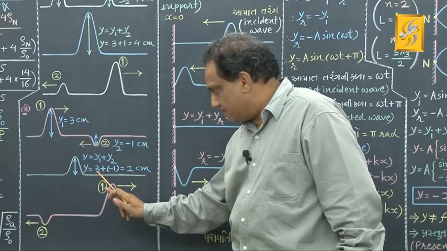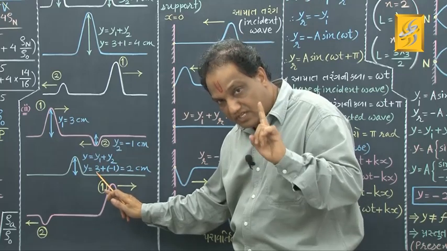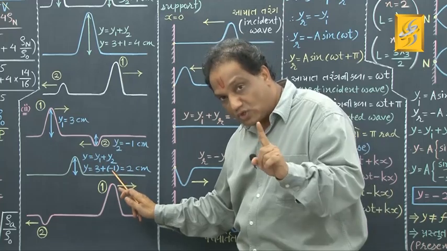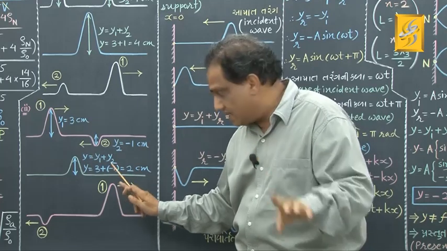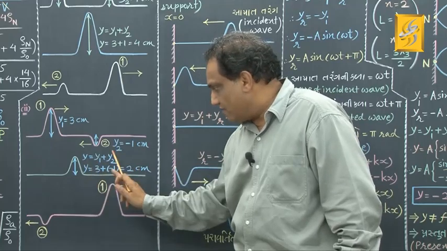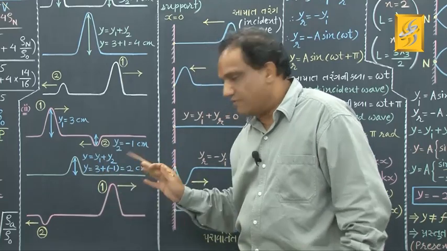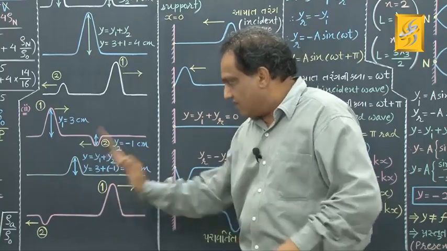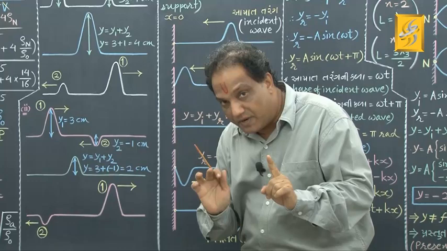And 2 centimeter means 3 plus minus 1. Correct? This is the displacement produced by the first pulse independently. Let it be y1. This is the displacement produced by the second pulse independently. Let it be y2. So, here also we notice that y equals y1 plus y2. This is nothing but the principle of superposition. Fine. Now, tell me, after the superposition is over, what will happen?